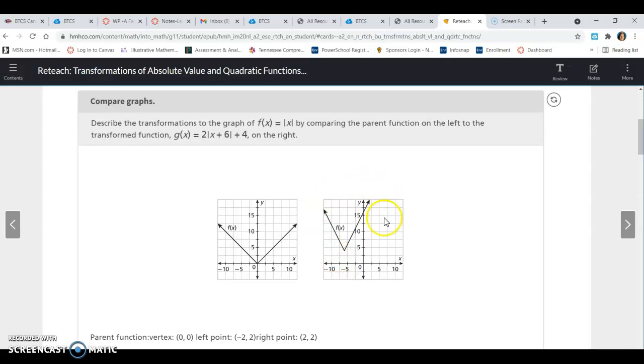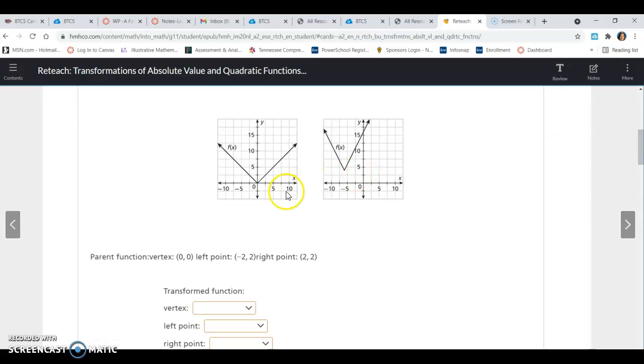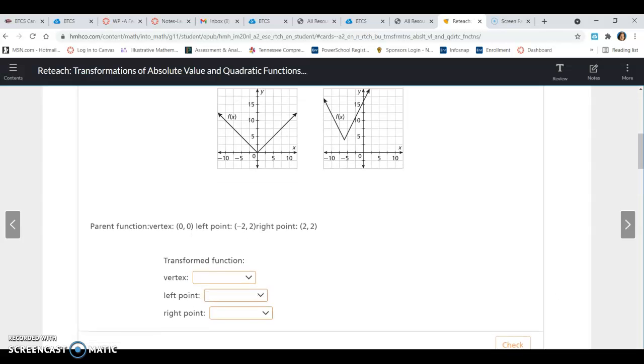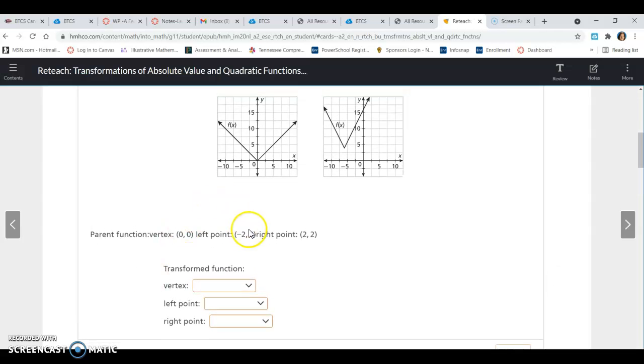And then this is the transformed function on the right. All right, you can see it's still a V. It's just been changed some. All right, so it says the parent function, the vertex is 0, 0. The left point is negative 2, 2. And the right point is positive 2, up 2. So it's giving you 3 points on the parent function.